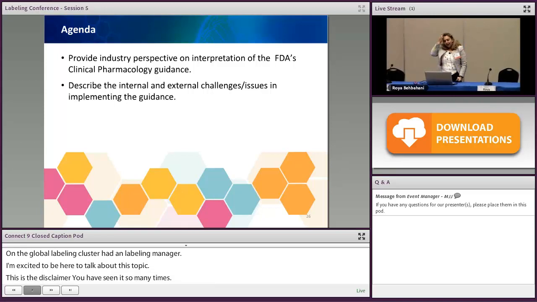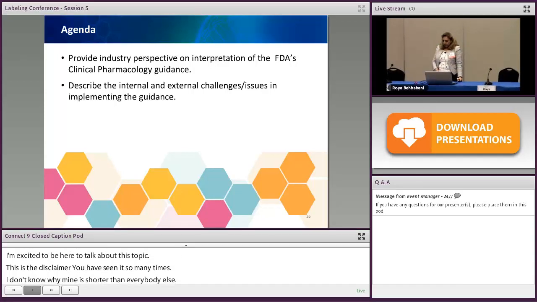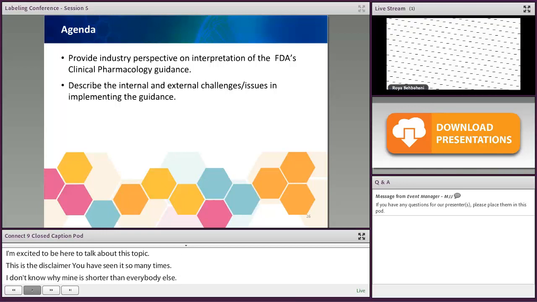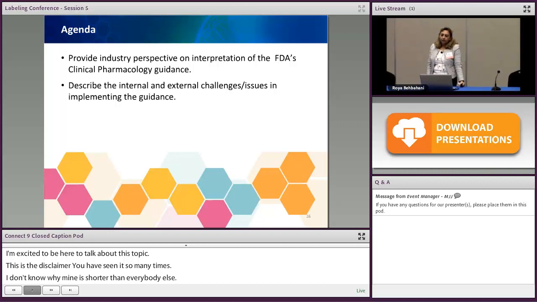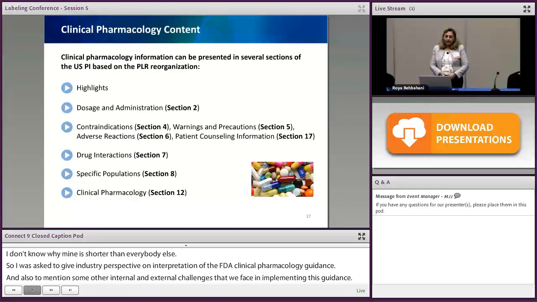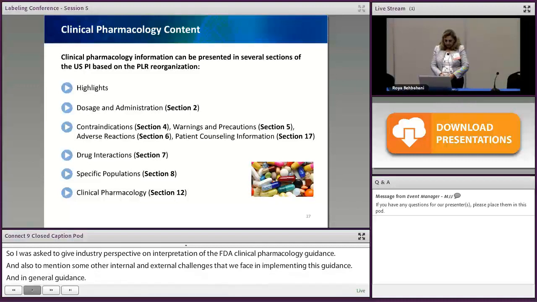So I was asked, as Joe mentioned, to give industry perspective on interpretation of the FDA clinical pharmacology guidance, and also to mention some of our internal and external challenges that we face in implementing this guidance, and also in general other guidances. So a lot of my comments apply to labeling in general, not just clinical pharmacology, but there are some certain examples that I'm also going over.